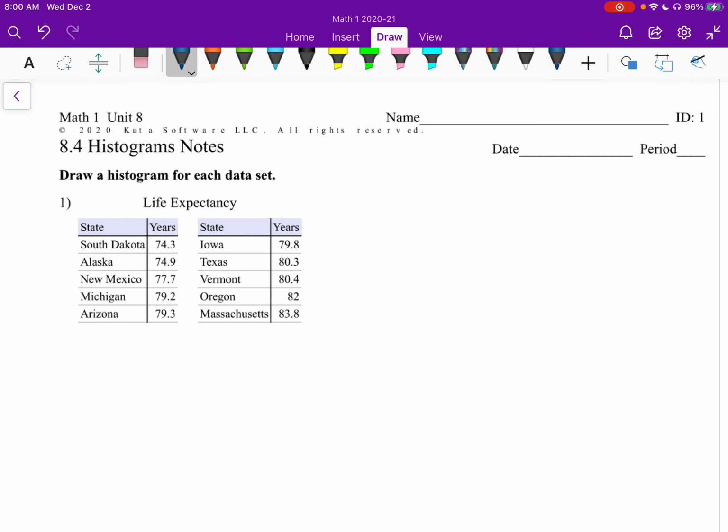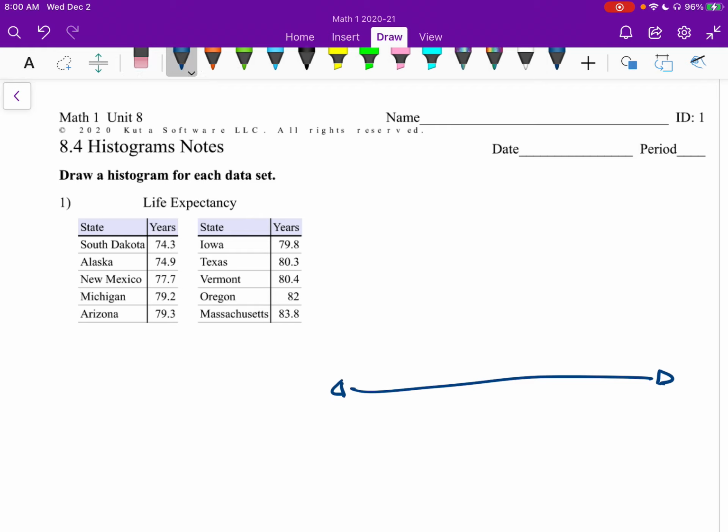All right, 7.4, or rather 8.4, histograms. So this one is another way to represent data, and I think of it as kind of like the dot plot, only we're going to be using bars, or I don't know, big lines, things like this, where you shade it in. That's going to be how we represent our data in this one.